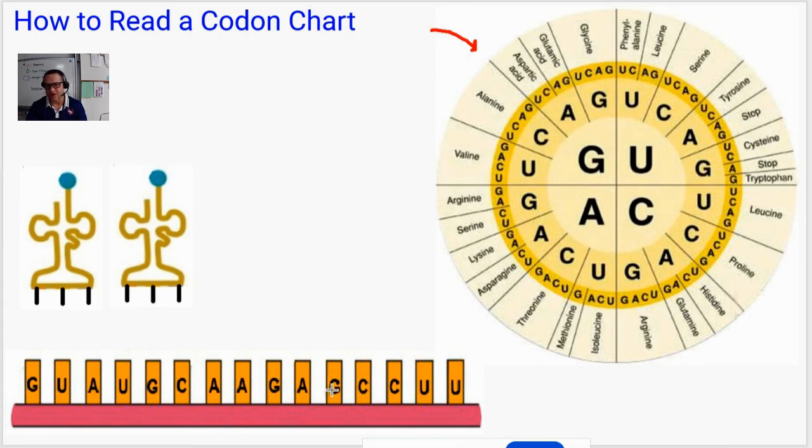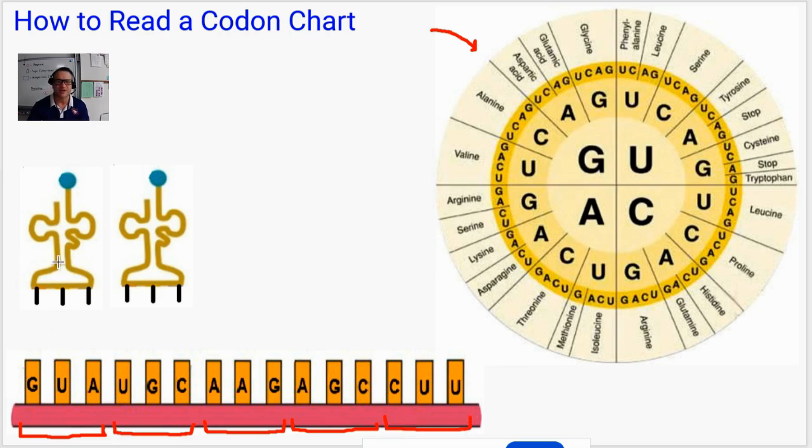Here's our messenger RNA here at the bottom. I'm going to show all the codons. Remember, codons are three bases. So there's our first one. There's our second one. There's our third one, AAG. There's the fourth one, AGC, and there's the fifth one, CUU.